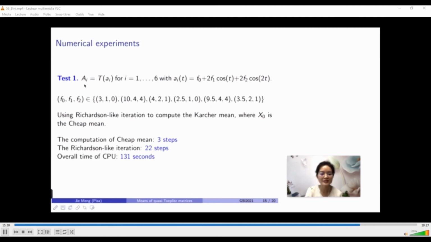Here for the matrices A_i, i equals 0 to 6, this means that we give 6 positive definite quasi-Toeplitz matrices. Then we use the Richardson-like iteration to compute the Karcher mean, and x0 is the chip mean. The computation of the chip mean takes 3 steps, and the Richardson-like iteration takes 22 steps. The overall CPU time is 133 seconds, and in this test, it shows that the Richardson-like iteration works well for the computation of the Karcher mean.